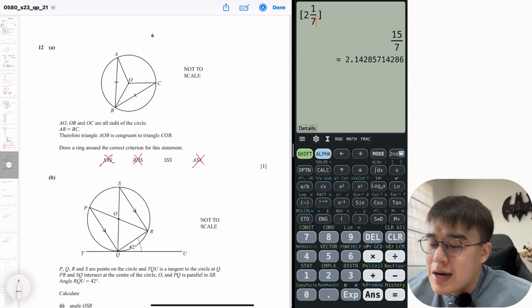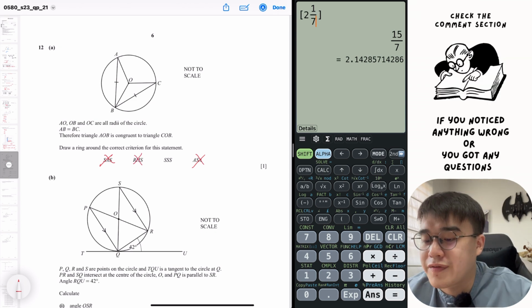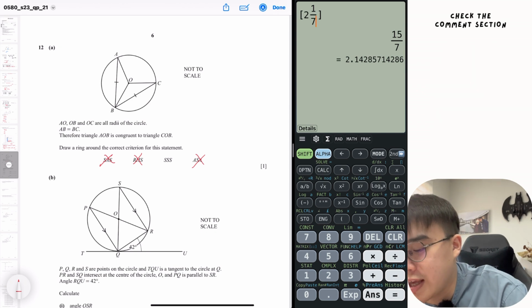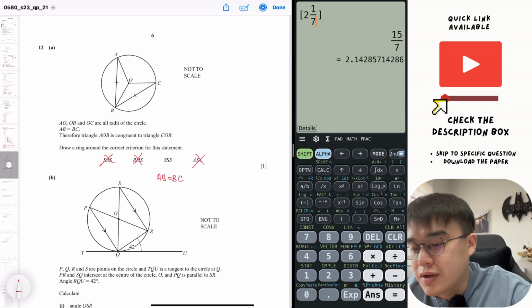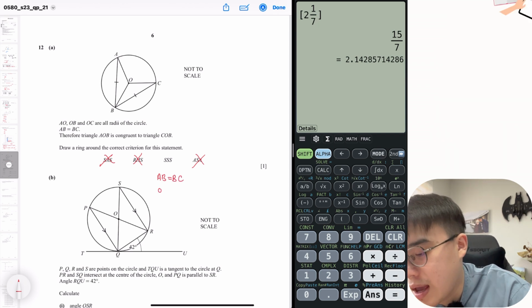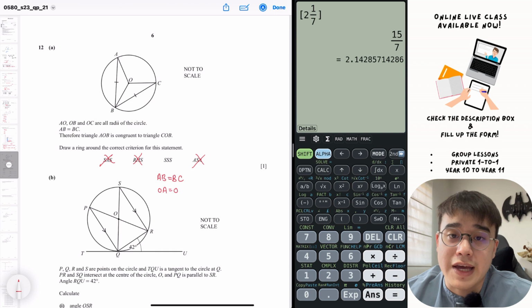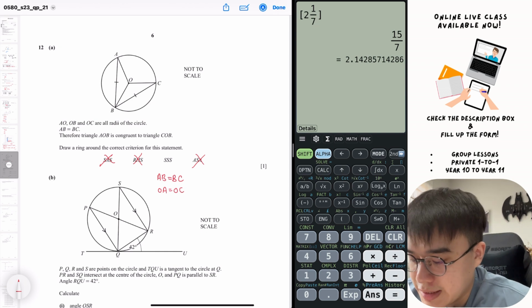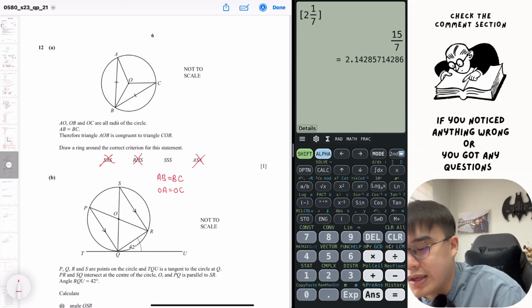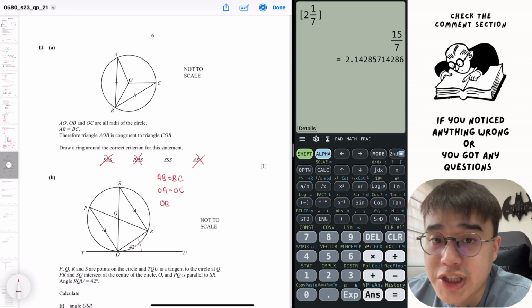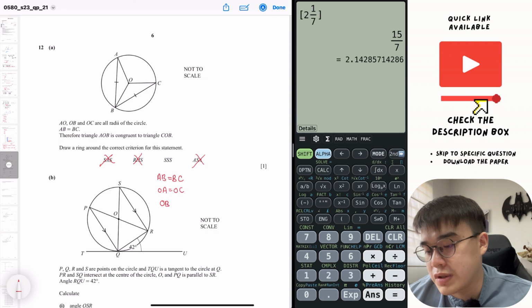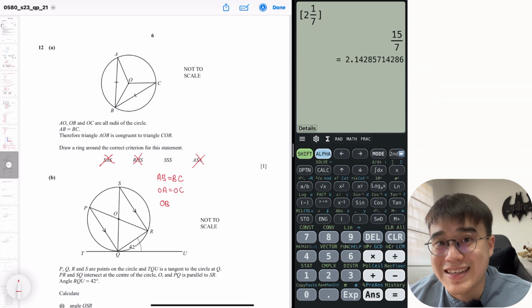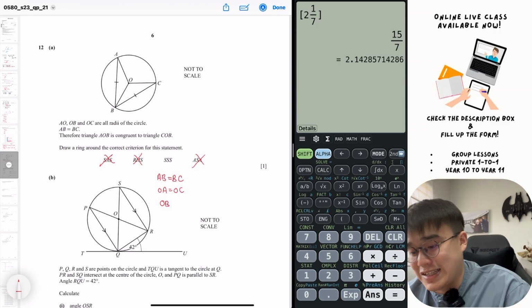Okay, so obviously that one is also out of the picture, and all we have left is SSS. So SSS, they are referring to this. Since they mentioned AB and BC is the same size, you can also identify that OA and OC is the same because they are both the radius, and OB is the line that they both share in common. So this will help us to conclude the answer for this question is SSS.